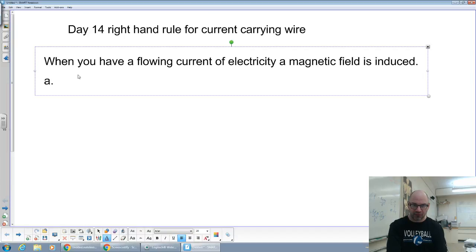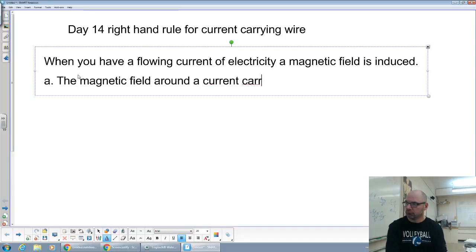We're going to look at the magnetic field around a current carrying wire. That's probably all we'll be able to draw today. Okay, and we're going to do the right-hand rule.